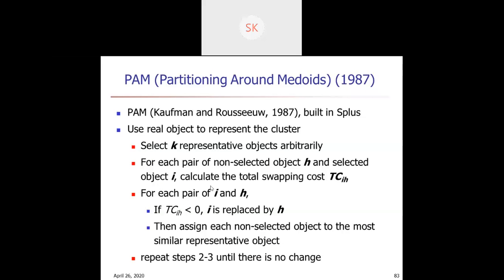The process: select k representative objects arbitrarily. For each pair of non-selected object H and selected object I, calculate the total swapping cost. I and H are the two objects, and TC stands for the total swapping cost. For each pair of I and H, if TC of I H is less than 0, I is replaced by H. Then assign each non-selected object to the most similar representative object. Repeat steps 2 and 3 until there is no change.